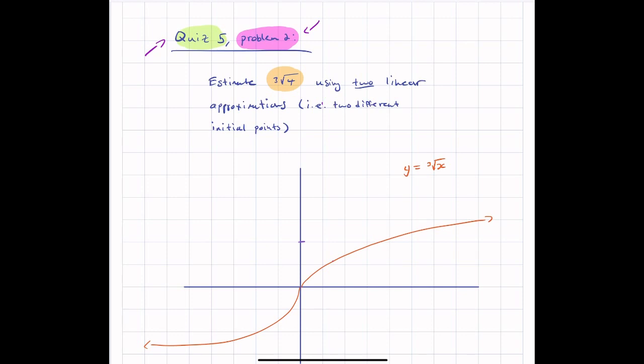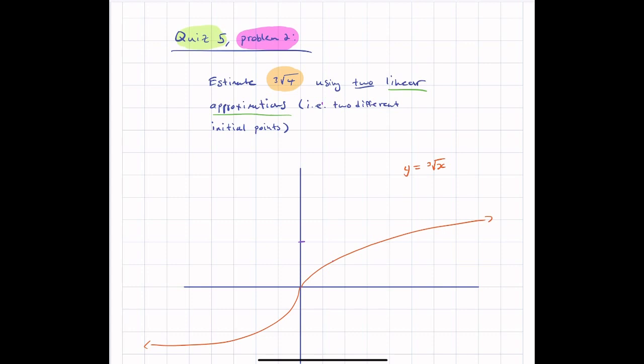So first of all, what's the question? We want to approximate or estimate the third root of 4 using 2 different linear approximations. And the wording said 2 different initial points. What do we mean by estimate using linear approximations? Linear approximations here means tangent lines.